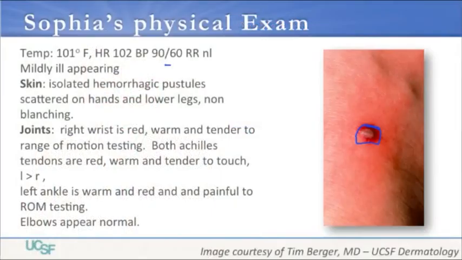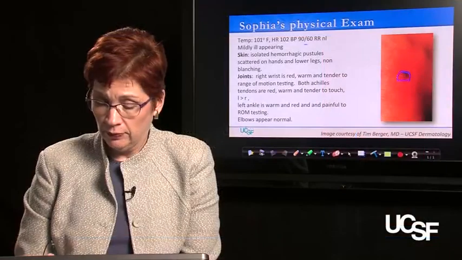Her right wrist is red, warm, and tender to the touch, and it hurts when you move it around. Both Achilles tendons are red, warm, and tender to the touch as well. The left seems to be much worse than the right. And the left ankle is warm and red and painful again to range of motion testing. Her elbows, although she complained about them a few days ago, appear normal today.